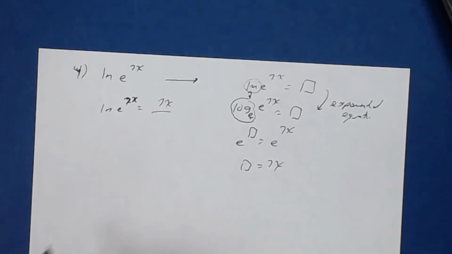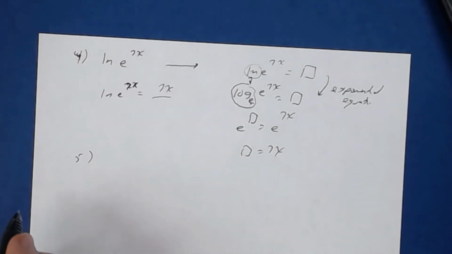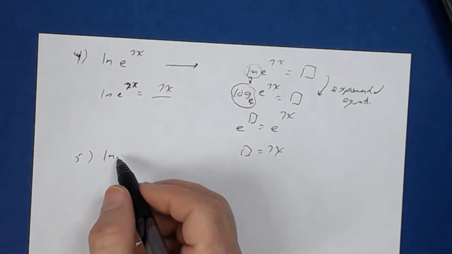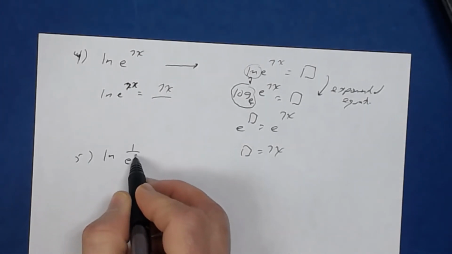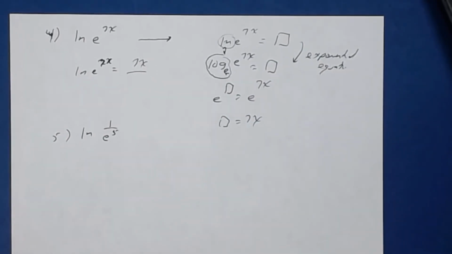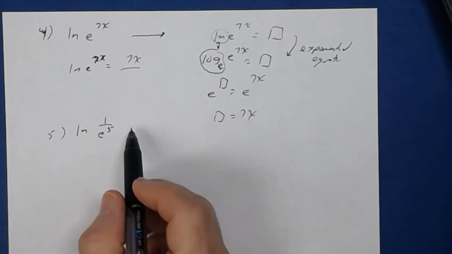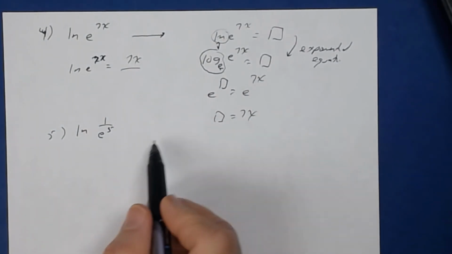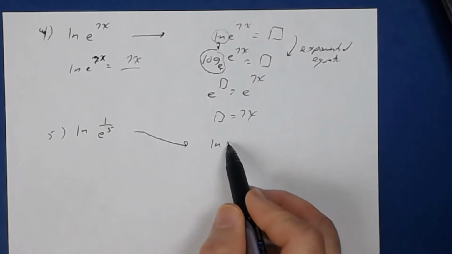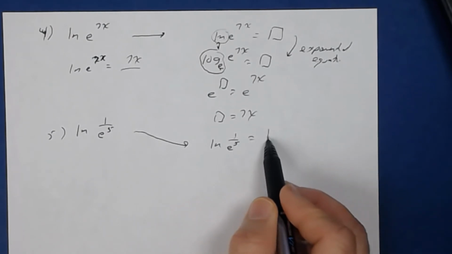All right. Number 5, suppose we had the natural log of 1 over e to the 5th power. Now, that one may be a little bit more challenging for you, but let's think about that. The natural log of 1 over e to the 5th power. So I'm going to go ahead and change this to an equation so I can use that property. I'm going to write this as the natural log of 1 over e to the 5th equals box.